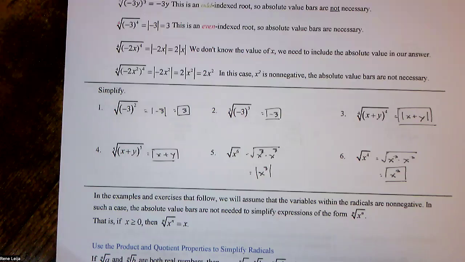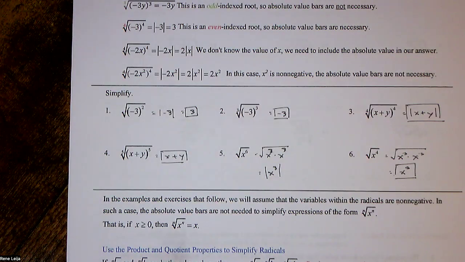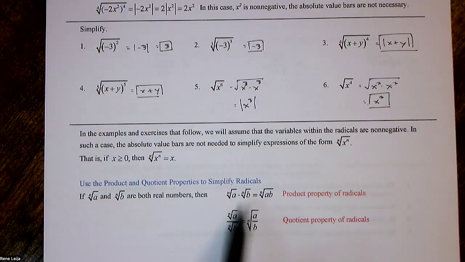So when we look at the product and quotient property to simplify radicals, it says if the nth root of A and the nth root of B are both real numbers, then if we multiply those together, we can take the nth root of A times B. So you just combine what's inside the radical. What's inside the radical we call the radicand. So you can combine them.